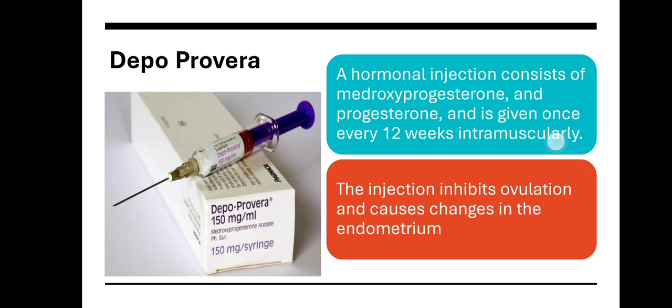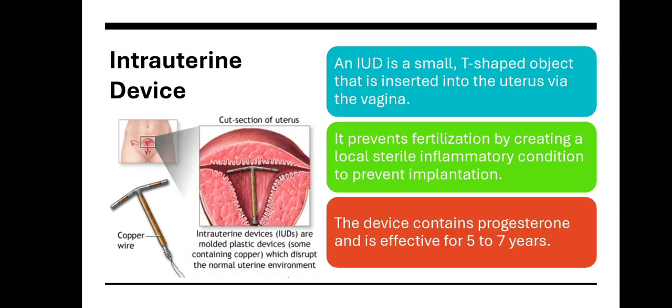Intrauterine device. An IUD is a small, T-shaped object that is inserted into the uterus via the vagina. It prevents fertilization by creating a local sterile inflammatory condition to prevent implantation. The device contains progesterone and is effective for 5 to 7 years. Chemical barriers. Chemical barriers such as spermicides, vaginal gels, creams, and glycerin films are also used to cause the death of sperms before they can enter the cervix and also lower the pH level of the vagina so it will not become conducive for the sperm.